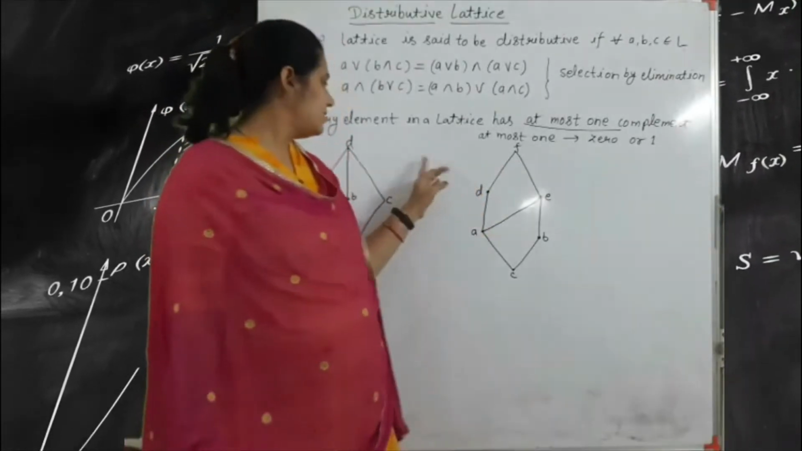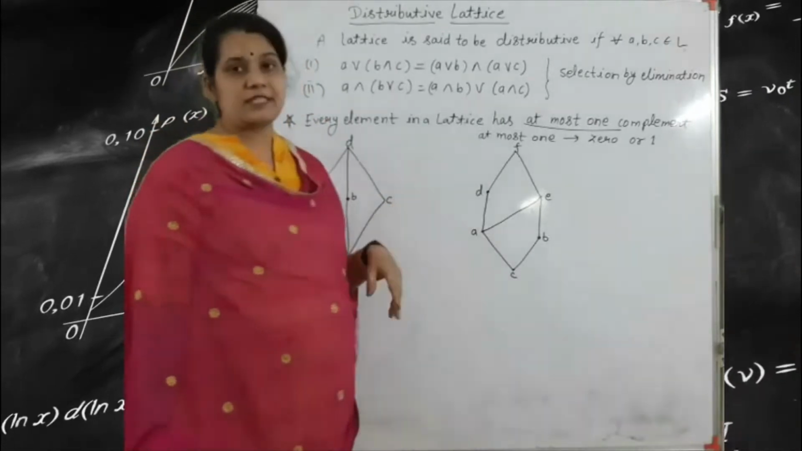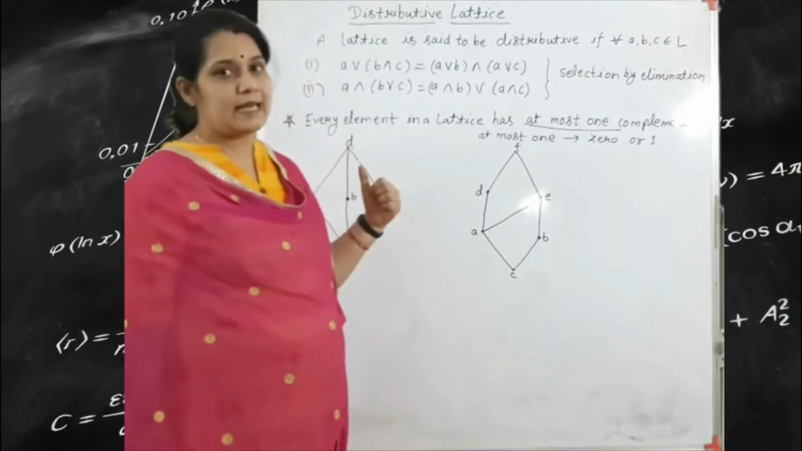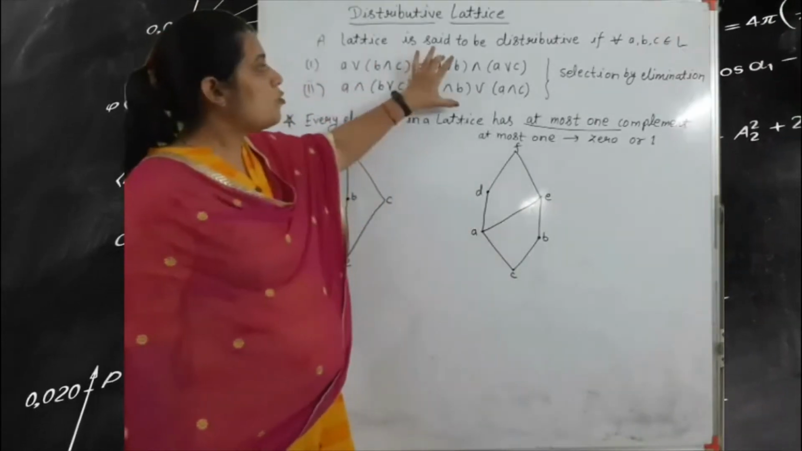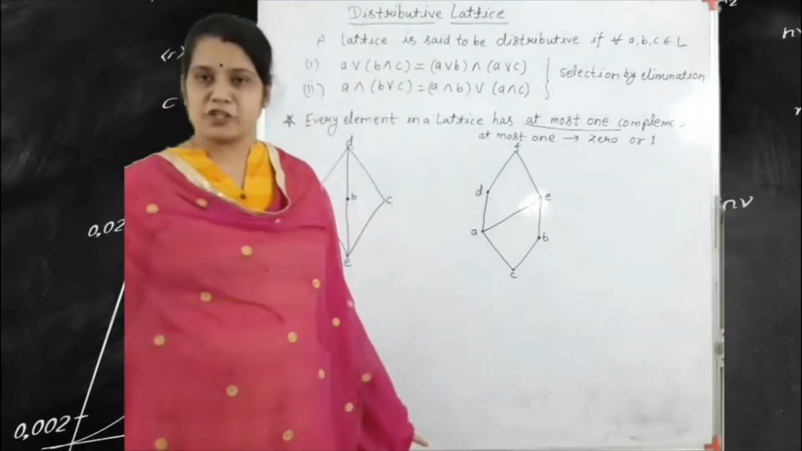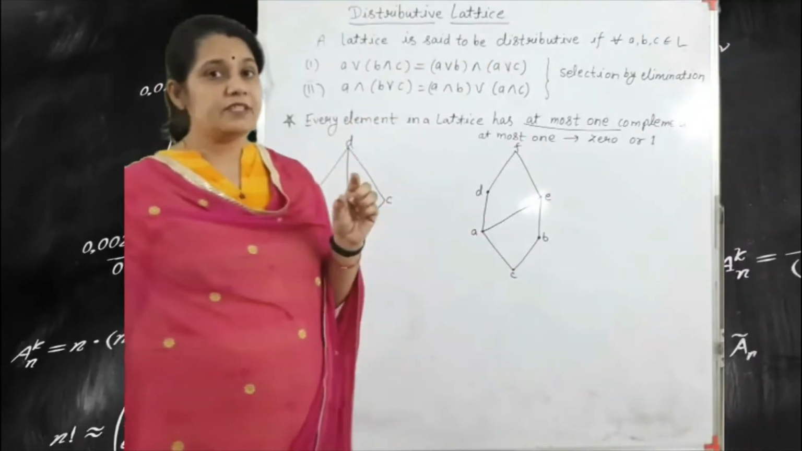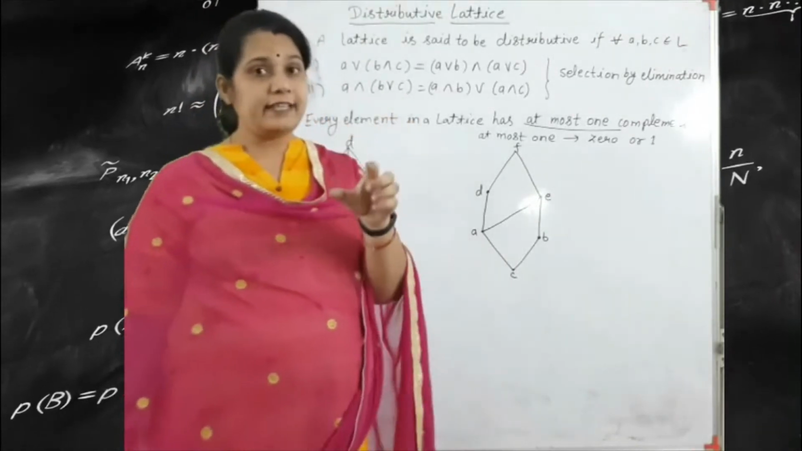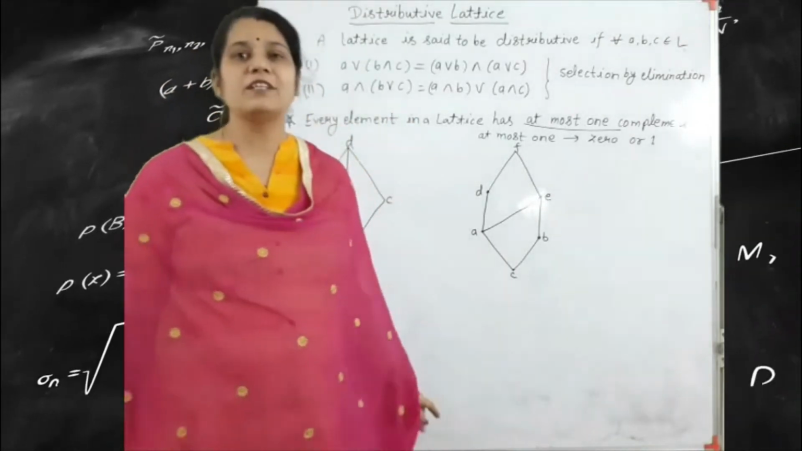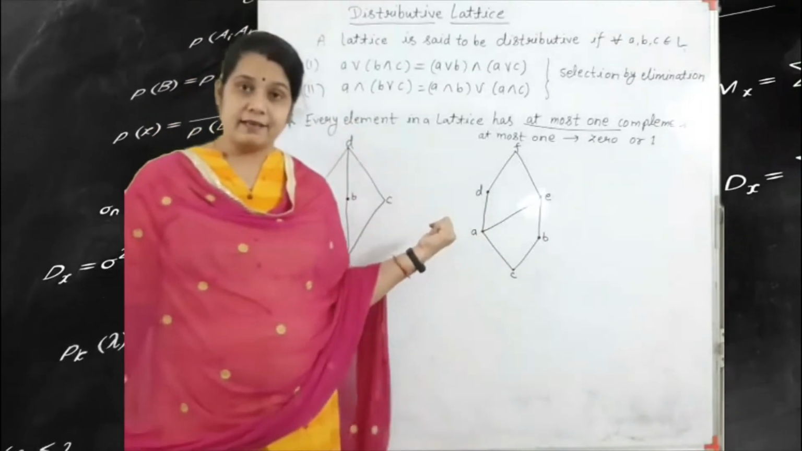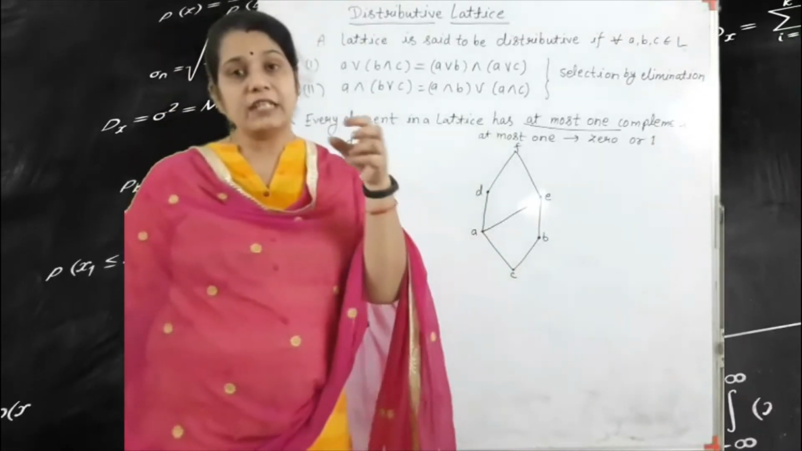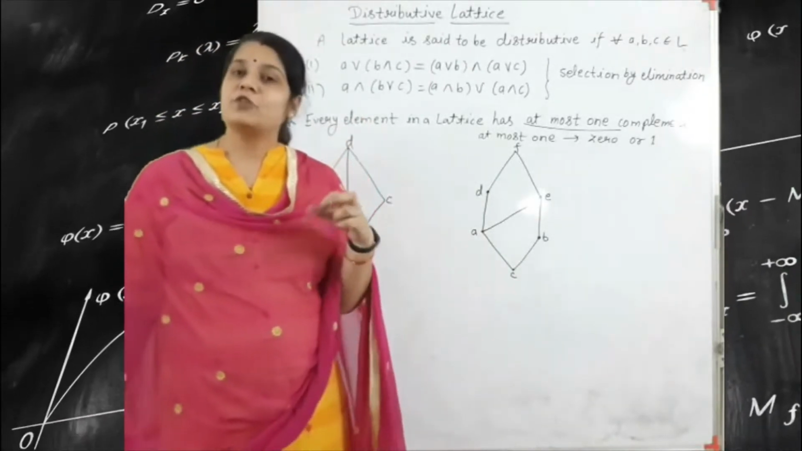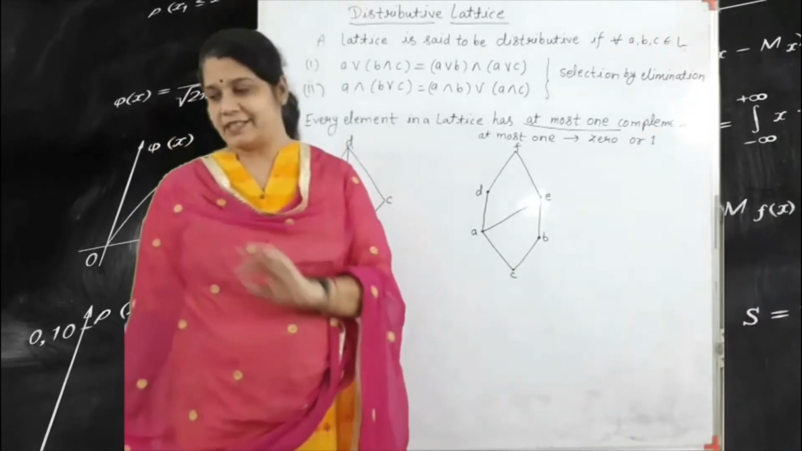Here is an example of the distributive lattice. We solve the first example by two methods: the first is selection by elimination and the second is just ideas. We use different types of ideas and then find out whether the given Hasse diagram is a distributive lattice or a complemented lattice.